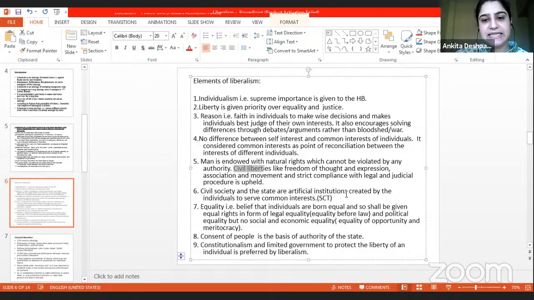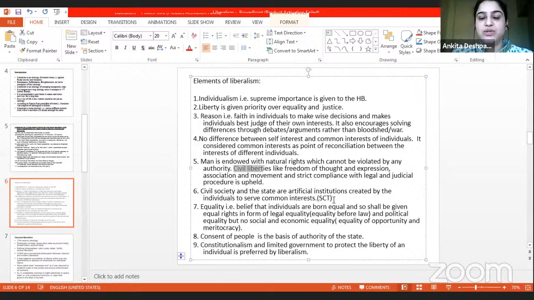Civil society and state are artificial institutions created by individuals to serve common interest. I told you when I was teaching you social contract theory, the second line I told you was mechanistic theory of state. What is mechanistic theory of state? State is an artificial creation. That's why the liberal theory of state is nothing but your social contract, artificial creation of state. They entered into a social contract, whether it is Hobbes, Locke, or Rousseau. All three of them believed that state was an artificial creation because people were tired of the state of nature for certain reasons, and finally they came together, created a contract, created a state.